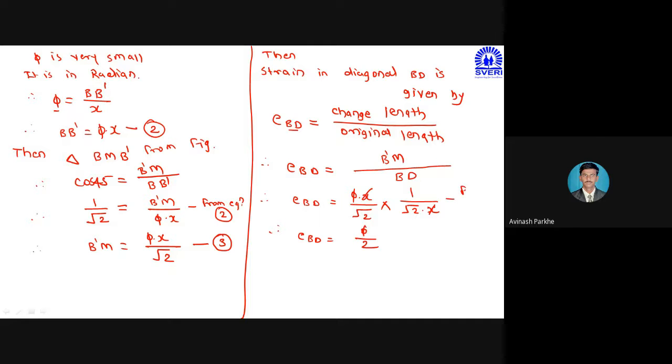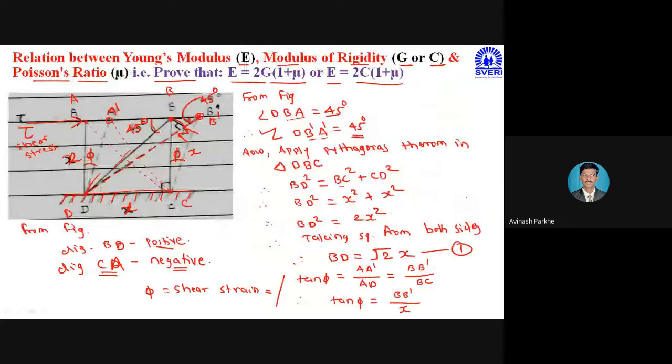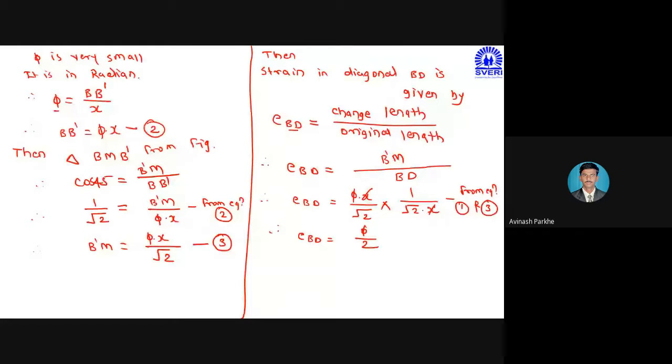So from equation 1 and equation 3: from equation 1 we have taken the value of diagonal BD, and from equation 3 the value of B dash M, the change in length. You will get the strain in the diagonal BD equal to phi upon 2. This is equation number 4. Again, this is the equation number 4 we have calculated.